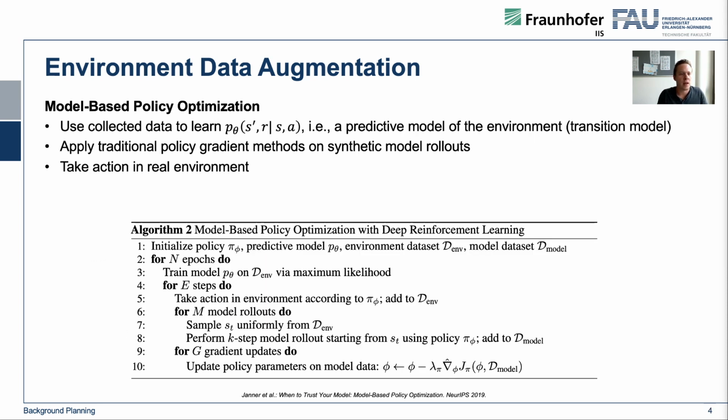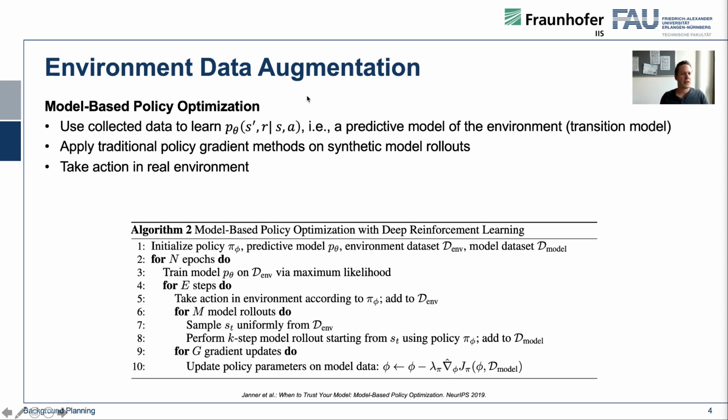We can also take this one step further and execute model-based policy optimization. The idea is very similar to what we have seen in DynaQ. However, in model-based policy optimization, we train our policy only on synthetic model rollouts. The general idea is the same as in DynaQ, because it relies on a predictive model of the environment, a transition model parameterized by theta, which could be a neural network, for instance, and it returns a successor state and a reward given a state and action pair. This is also what DynaQ is doing.